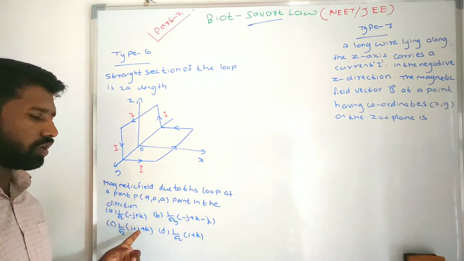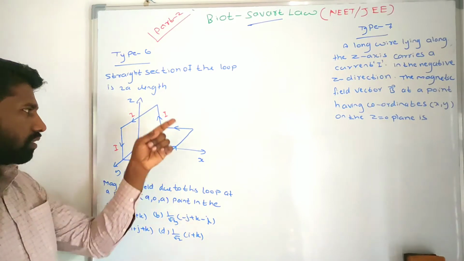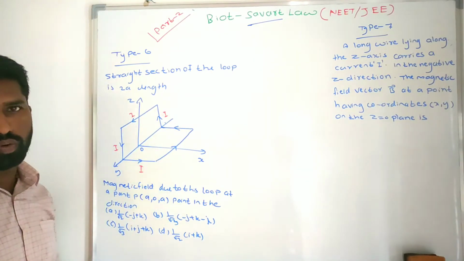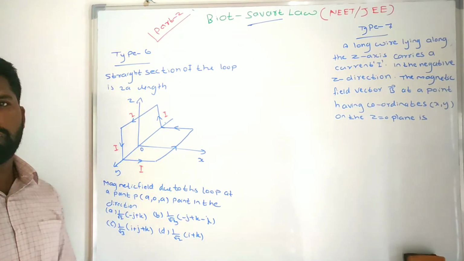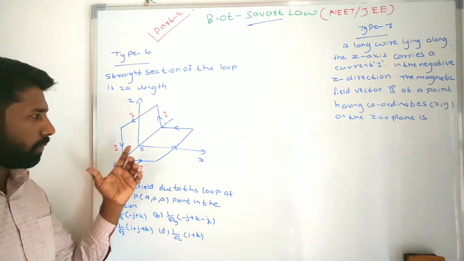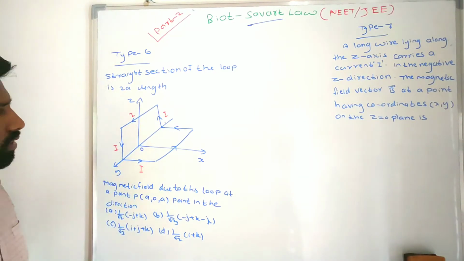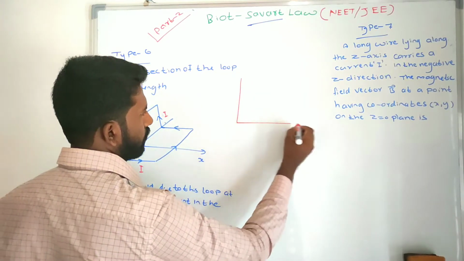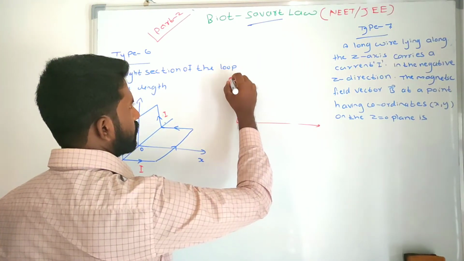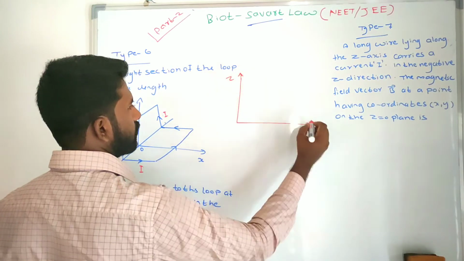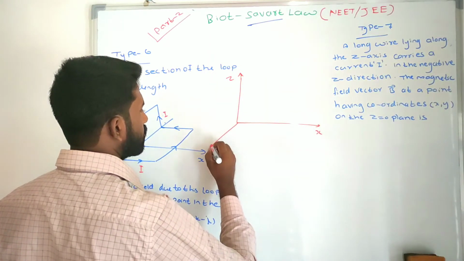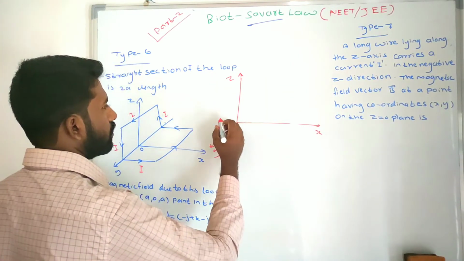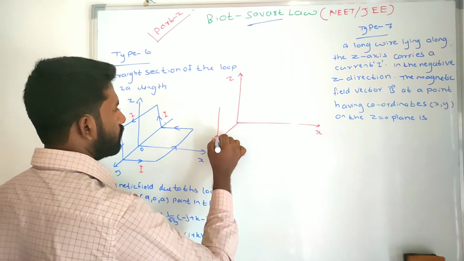They have given four options. In which direction is the magnetic field due to this loop at the point P? We need to find it. Changing this loop like this way. This is the Z axis, this is the X axis, and this is the Y axis.